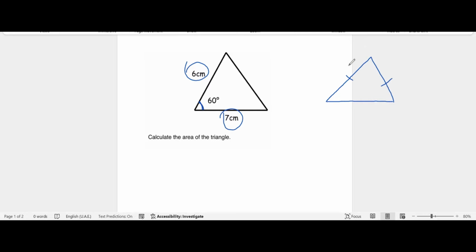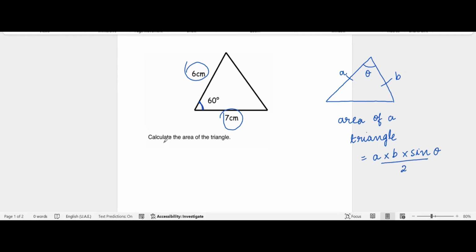If these two sides are given, the angle connecting them, that means the included angle. So the angle connecting these two sides is this particular angle. So if we have that angle and the two sides given to us, then the formula to find out the area of a triangle is A times B times sine theta divided by 2.